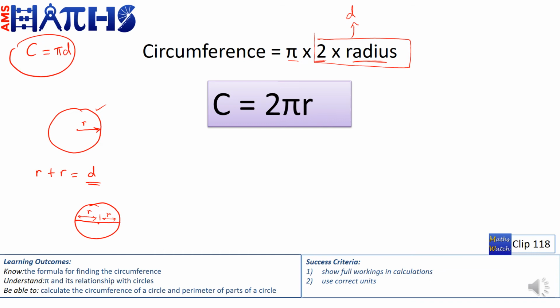So pause your video and write down this bit of information. Circumference is equal to 2 times pi times radius. When you're through, resume the video to continue.